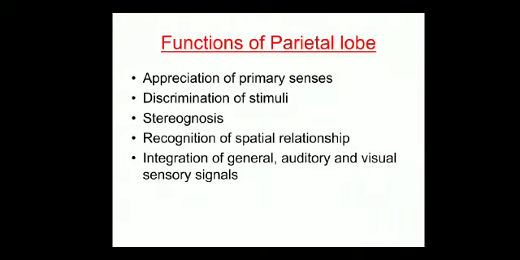Whereas tactile discrimination means the subject should be able to discriminate two closely lying objects as separate. When you are stimulating two areas, he should be able to discriminate them as separate. That is called tactile discrimination. All these are functions of the parietal lobe. And the last function is the integration of the general auditory and visual sensory signals. So these are the functions of the parietal lobe.